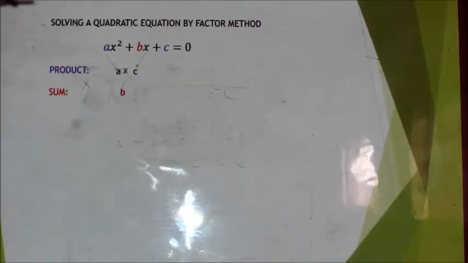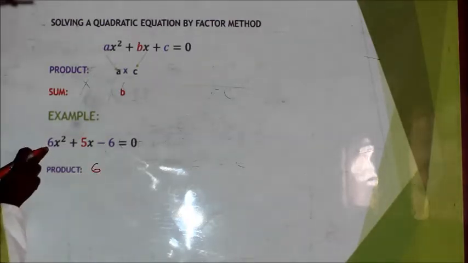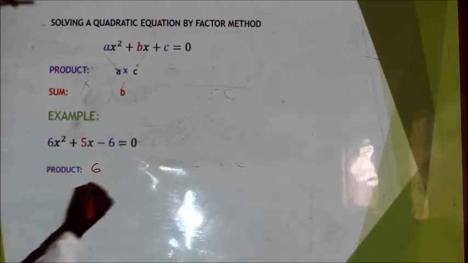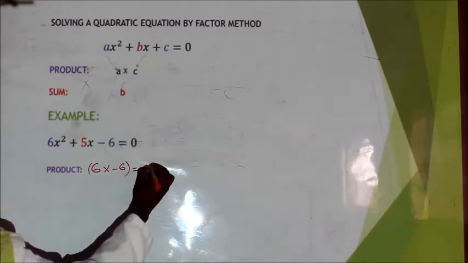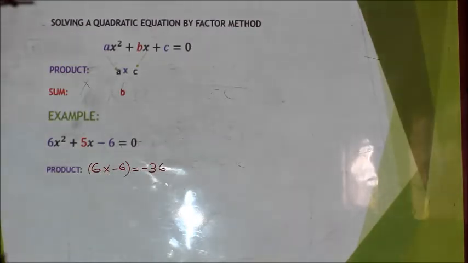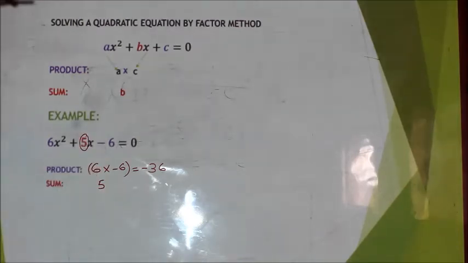So let's see how we can solve a quadratic equation by factor method. With me here I have an example: 6x squared plus 5x minus 6 is equal to 0. The first thing I get is the product, and in this case my product is going to be 6, the coefficient of x squared, multiplied by negative 6. 6 multiplied by negative 6 gives me negative 36. Then the sum is going to be equal to 5, the coefficient of x, the b term.